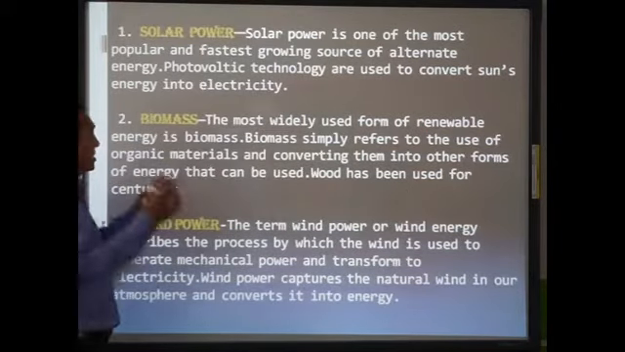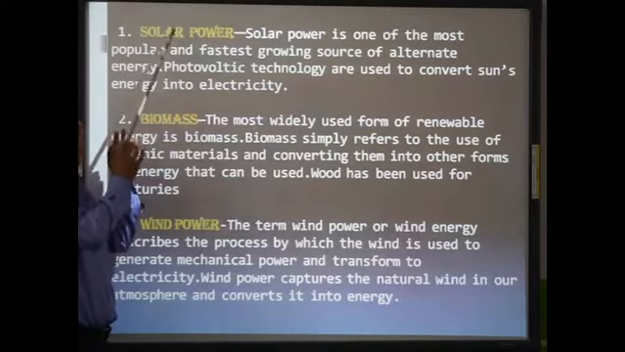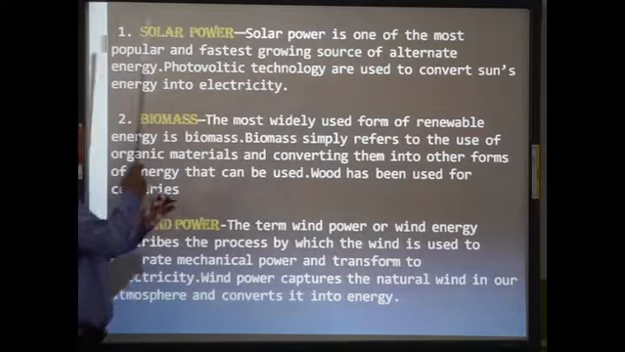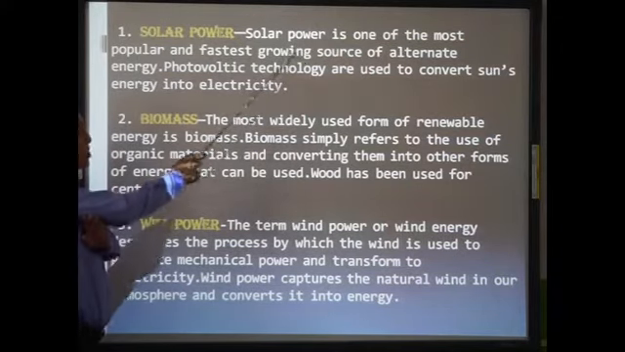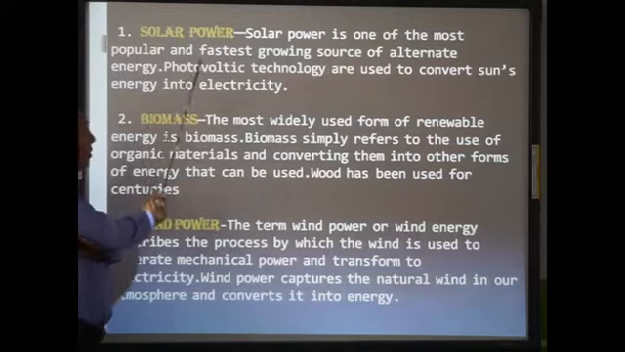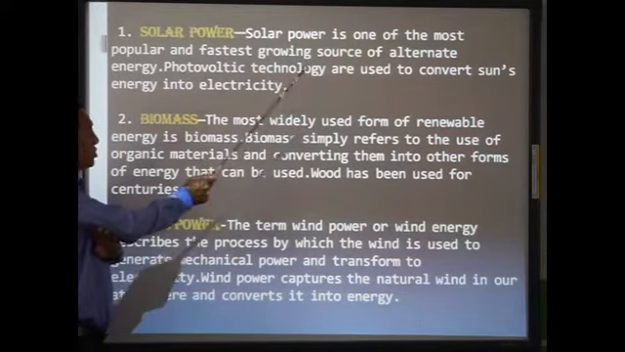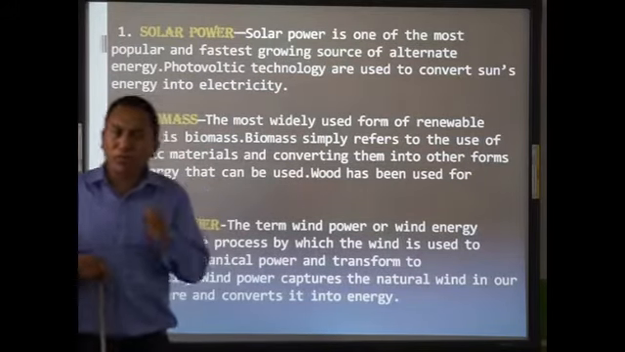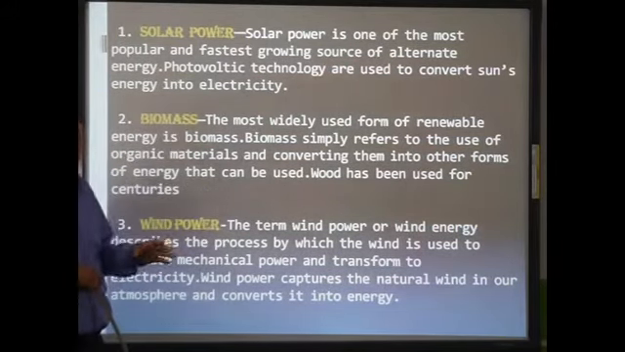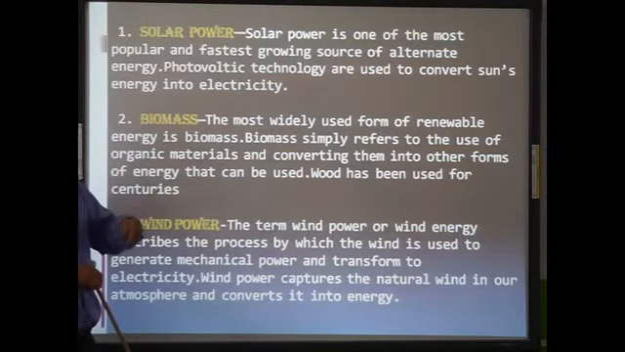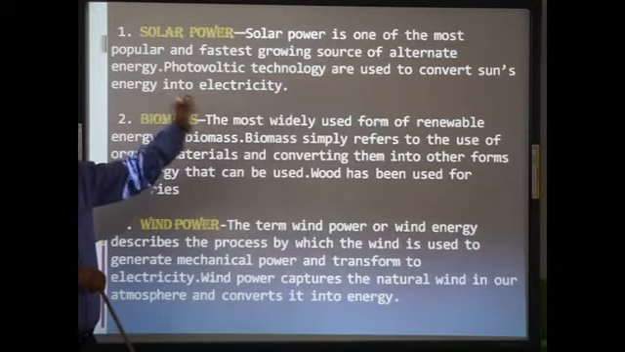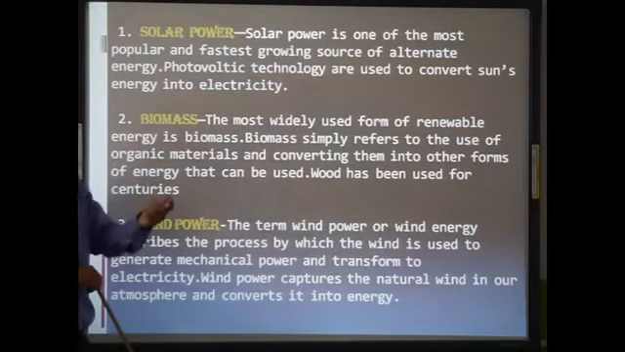Now let's see the first example of a renewable source of energy, that is solar power. Solar power is one of the most popular and fastest growing sources of alternate energy. Photovoltaic technology is used to convert the sun's energy into electricity. That means solar energy is becoming very popular, and this energy is used in generating electricity. And that is how we can use it for so many purposes.